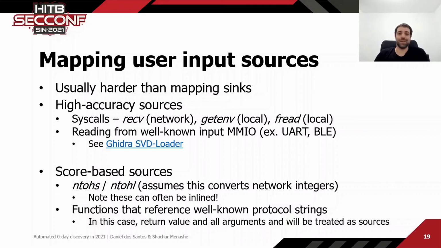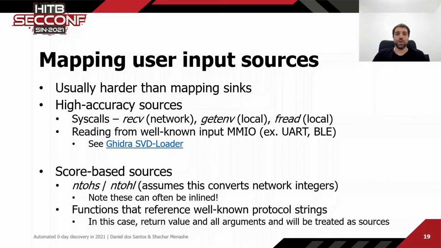The same thing with getenv, and the same thing with fread, although these we regard as local input sources. It's reading from a file or the local environment. It might come from a remote source, but we can't guarantee that, so we regard them as local sources. Also, and this is much more geared toward embedded devices, if you're reading from a well-known MMIO, memory-mapped IO address, for example a specific address might be mapped to UART or Bluetooth, then you know that reading from that address is actually user input.